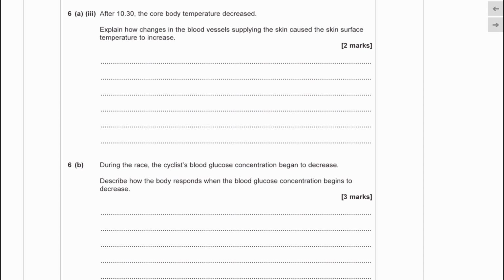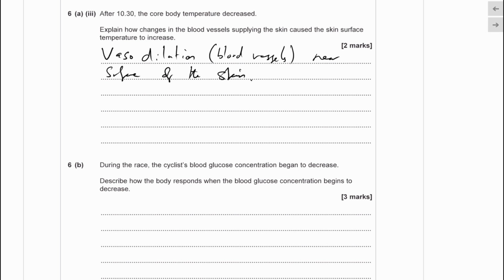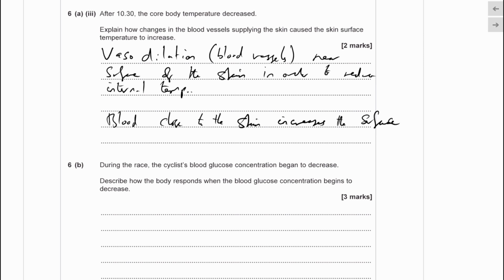So that is known as vasodilation. So vasodilation, right, and I'm going to put blood vessels near the surface of the skin, and that is in order to reduce internal temperature. Okay, now blood close to the skin increases the surface temperature of the skin, and that's why the skin temperature goes up and the internal body temperature starts to go down.